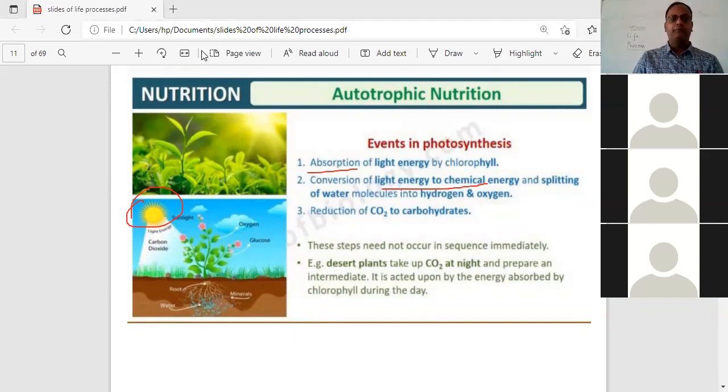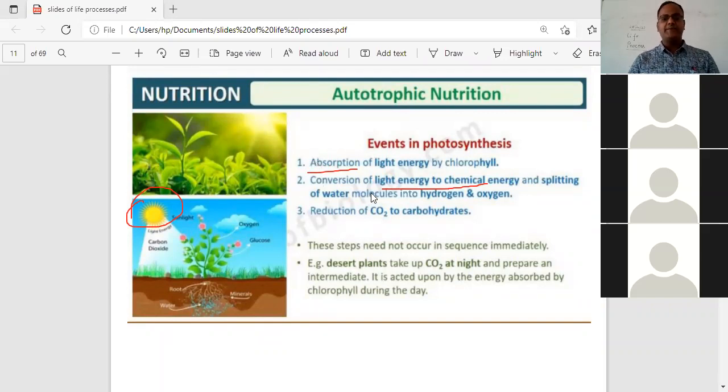The ultimate product of the photosynthesis, that is the glucose, is a chemical. Definitely we are saying the light energy is being utilized to prepare a chemical, and hence we are saying that now the prepared energy is stored in the form of the chemical.